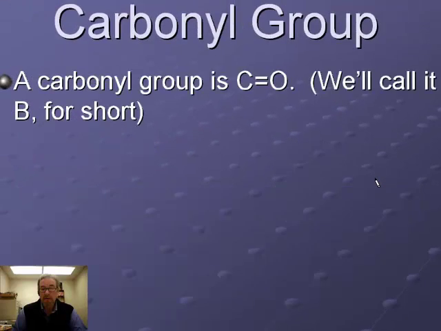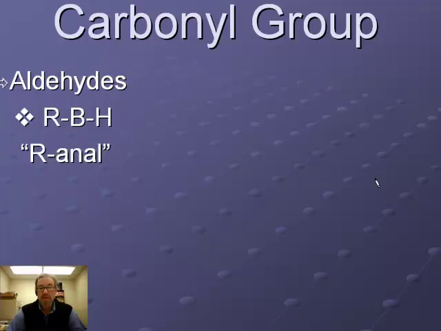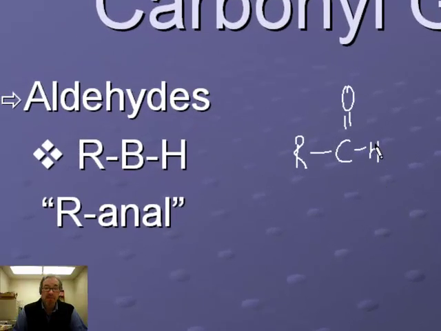A carbonyl group is a carbon double bonded to an oxygen that's part of a chain in an organic compound. In my little generic formula that I've got going here, I'm going to call this a B just for short. So one type of compound that contains a carbonyl group is an aldehyde. So the generic formula is RBH. So this is some carbon chain of some length that terminates in a carbonyl group like that. This could be 1 carbon long or it could be 50 carbons long, but it ends in a carbonyl group.